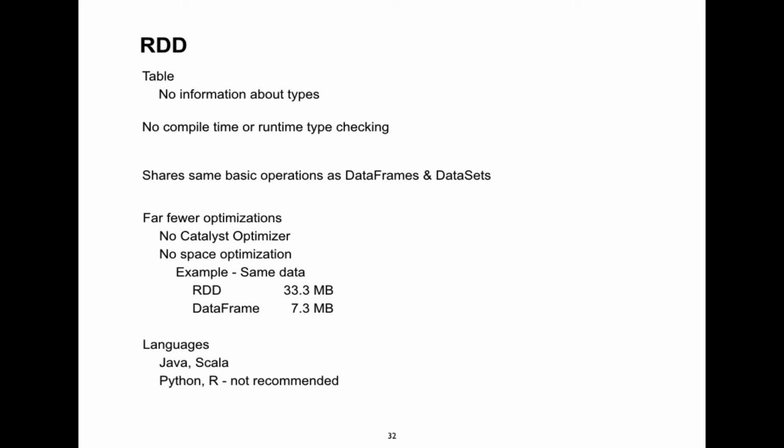You need basically about the same thing you do in the data frame. But here's an example where an RDD on the same data takes 33 megabytes, and a data frame, same data set, takes 7.3 megabytes, which is a significant drop in memory. And now if you've got a 2 gigabyte piece of data, it's going to make a big difference.